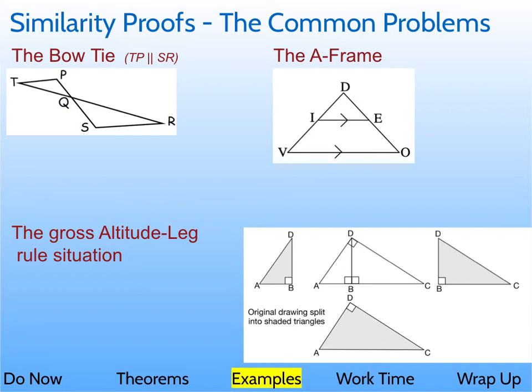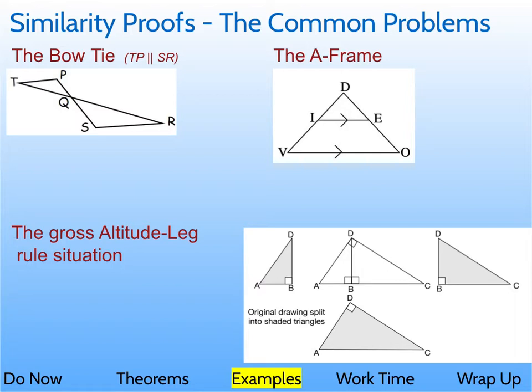All right, what we're going to do today is just look at some really common shapes and common problems that you see with a lot of similar triangles. So the first one is the bow tie, which we looked at these first two yesterday, so if you want the actual full proofs, check out yesterday's video.